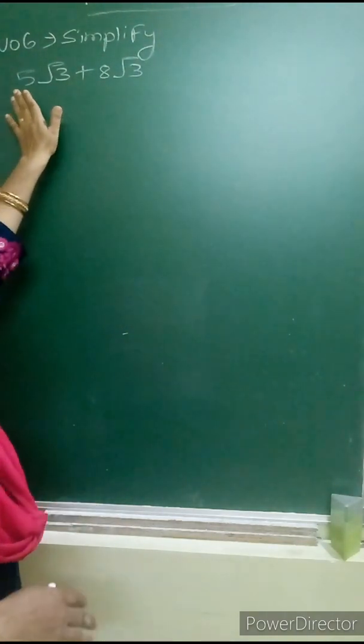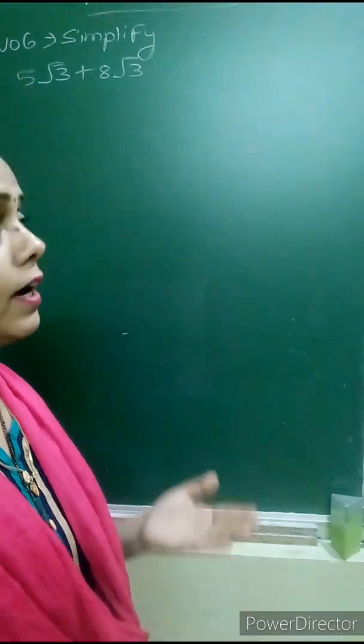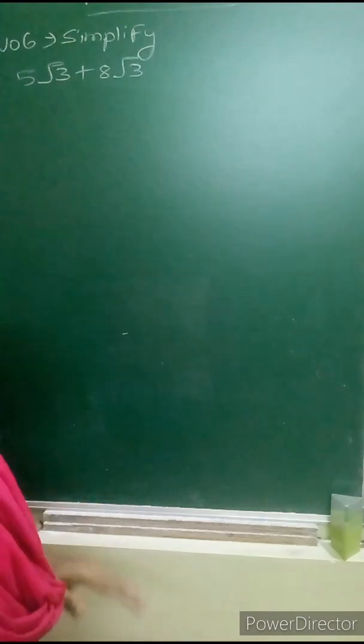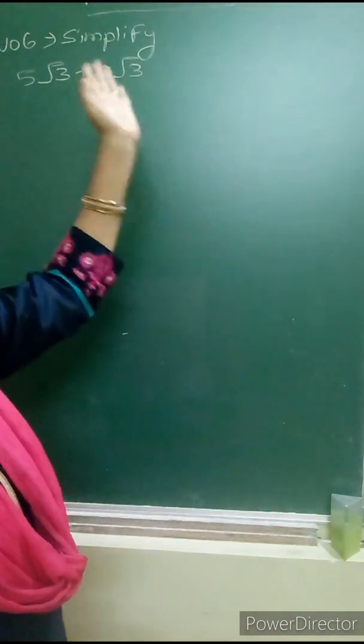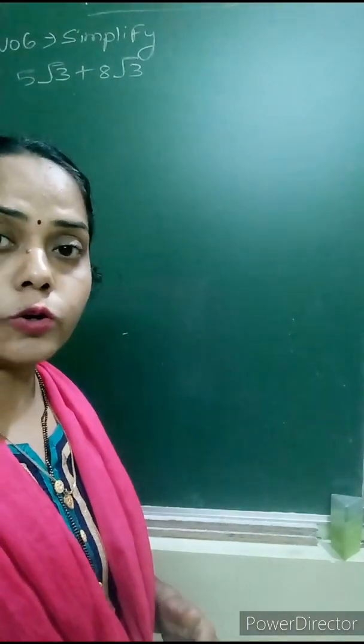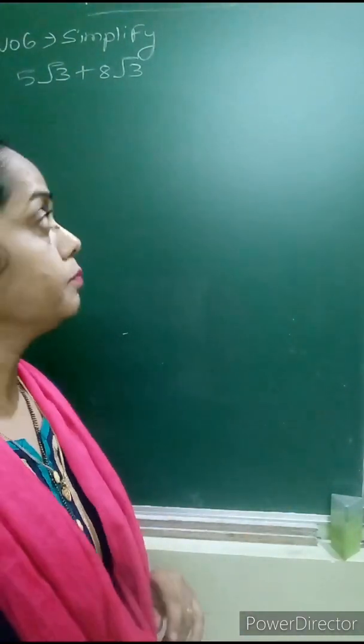If this 5 would have been taken inside, then it would have been 25. And 25 into 3 would have given us square root of 75. Similarly, this could be written as square root of 192. So both are the same. These are just the simplest forms.